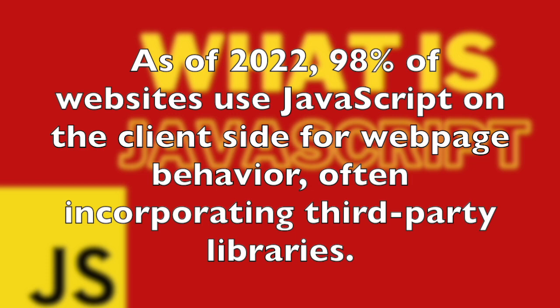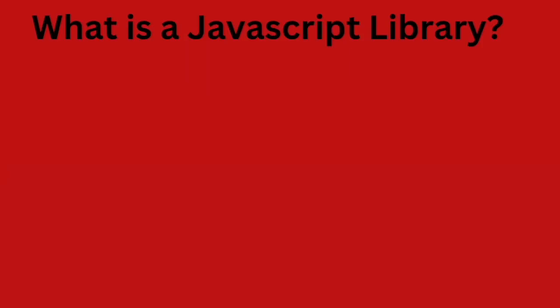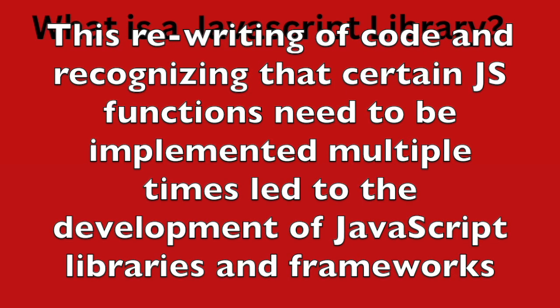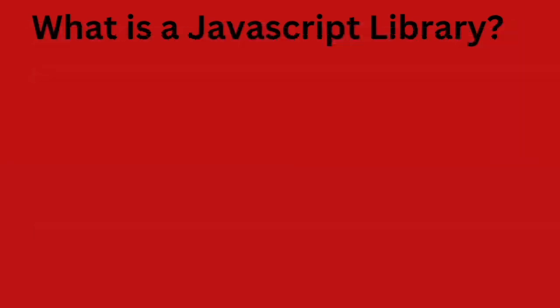As of 2022, 98% of websites use JavaScript on the client side for web page behavior, often incorporating third-party libraries. As the popularity of JavaScript increased and more people were using it to build websites and applications, the JavaScript community recognized that certain patterns in the code were being used repeatedly to accomplish the same task. This rewriting of code and recognizing that certain JavaScript functions need to be implemented multiple times led to the development of JavaScript libraries and frameworks.